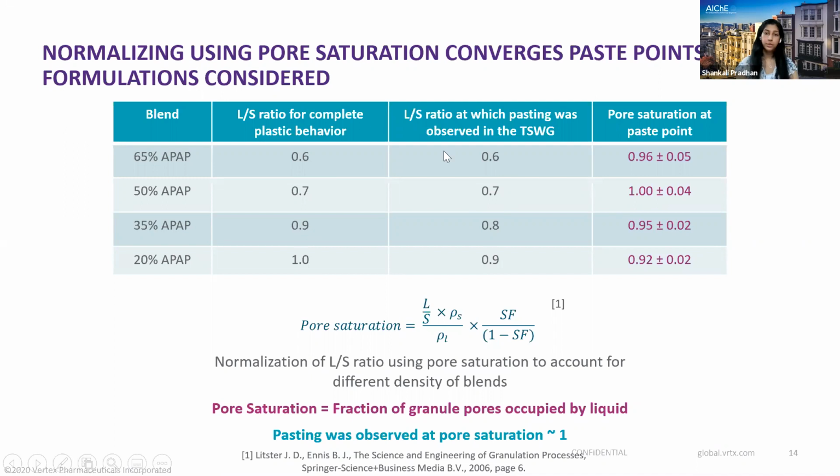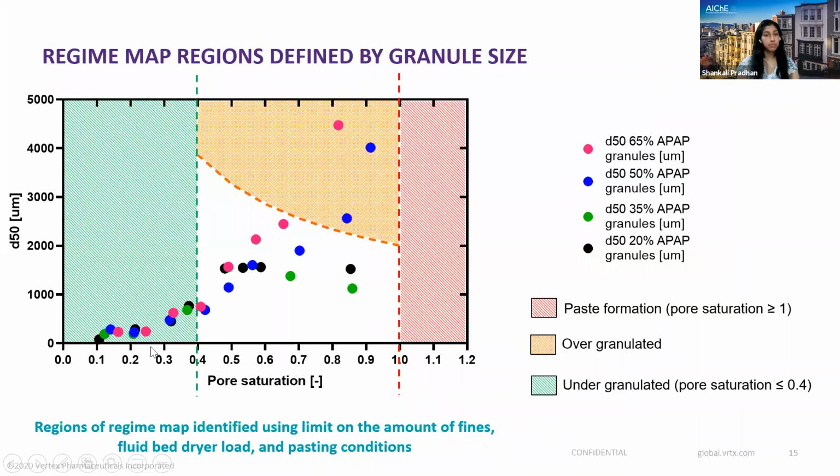We can also convert this liquid to solid ratio into a pore saturation for all the formulations. And you can see that for these formulations, the pore saturation at paste point is approximately 1. So now we have all the regions of our regime map. We have the undergranulated region at pore saturation of 0.4 or lower, and paste formation at pore saturation of 1 and higher. And our overgranulation is defined using minimum fluidization criteria.